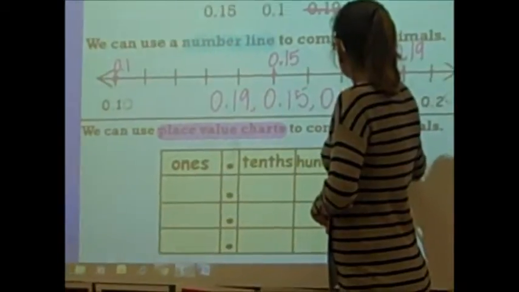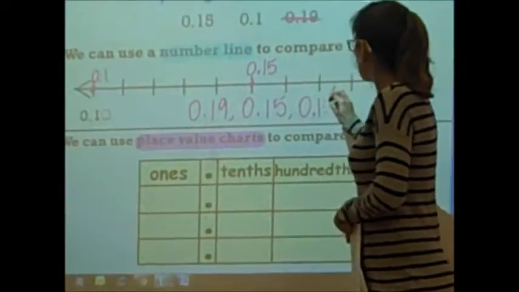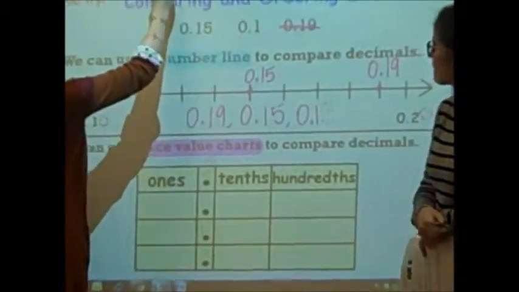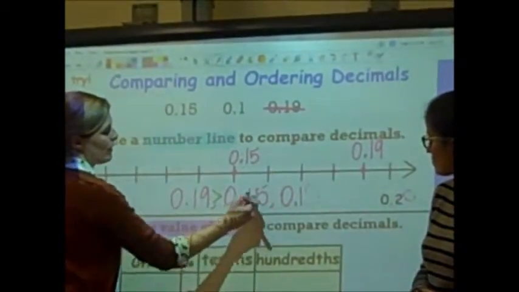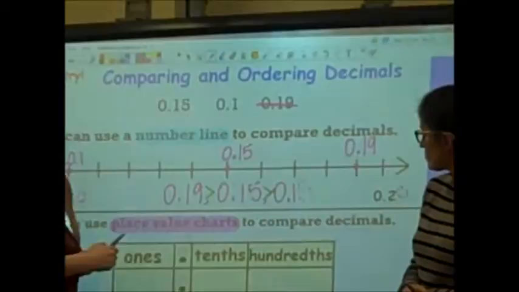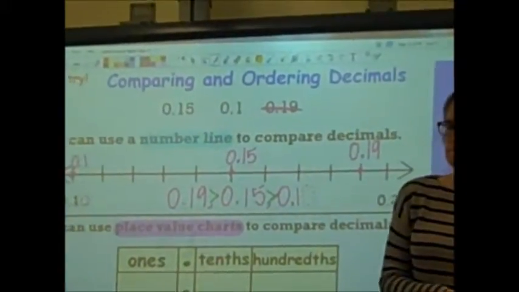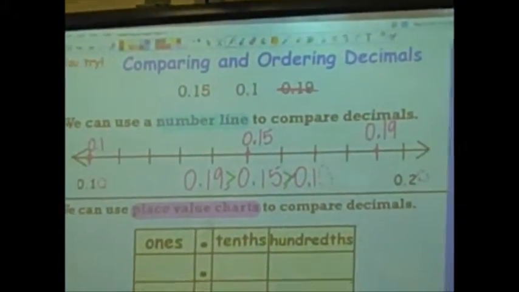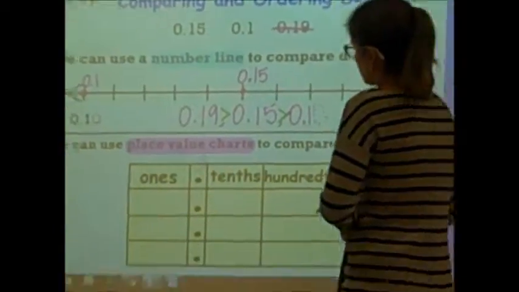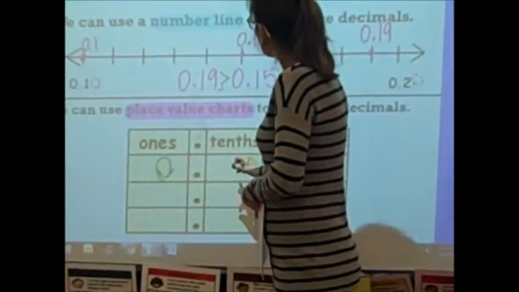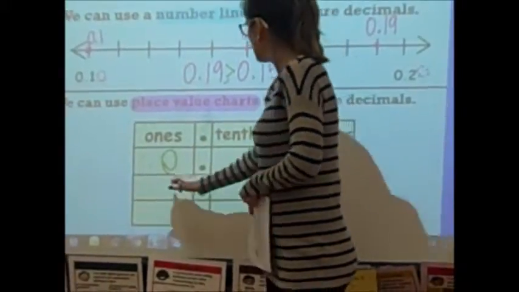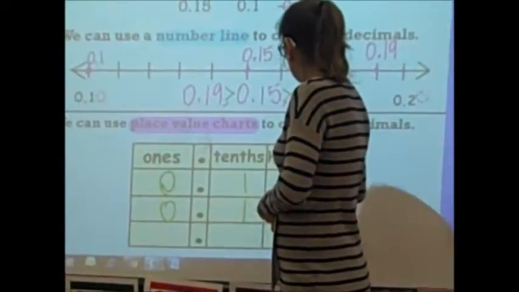In the advanced class, instead of putting commas, we're going to ask them to say that this fraction is greater than this, or this decimal is greater than this decimal, which is greater than this decimal. And if you wanted to do it on the place value chart, just go ahead and fill in your digits.